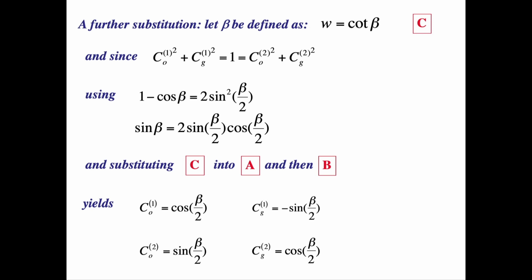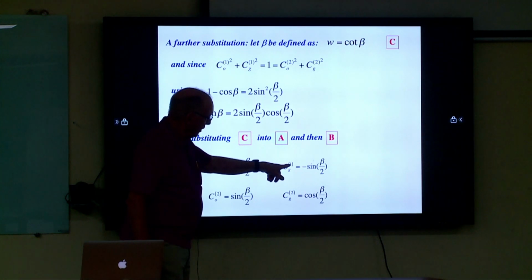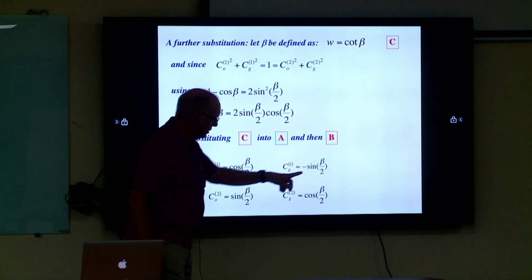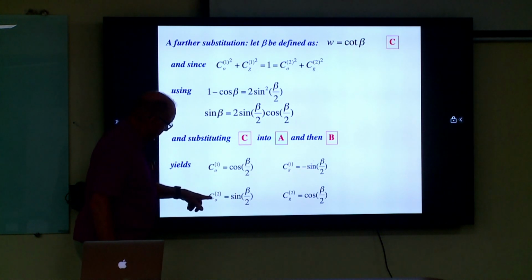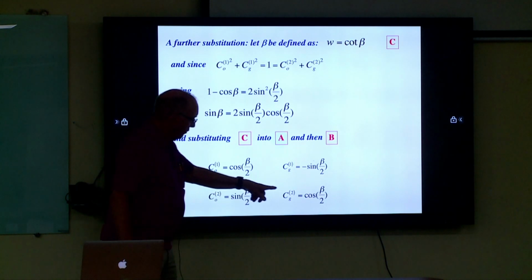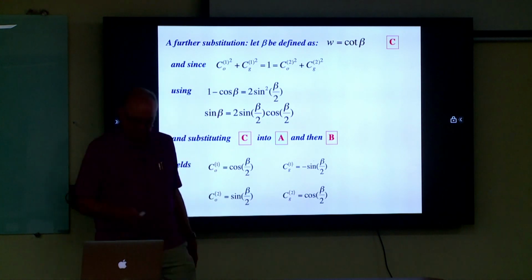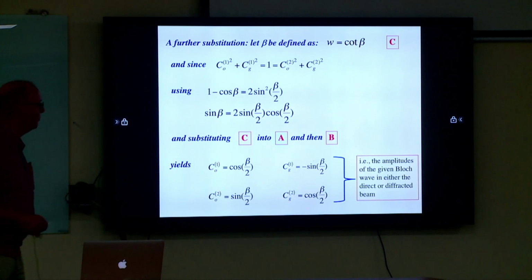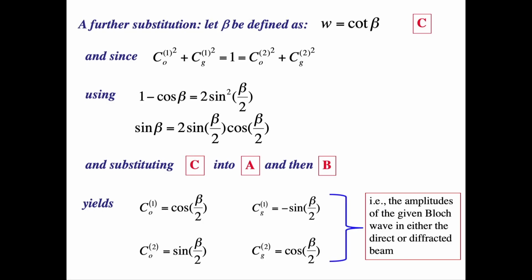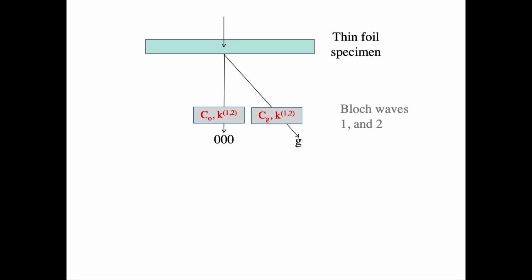So this is the amplitude in the direct beam of the first Bloch wave, and it's equal to cos beta over 2. And this is the amplitude of the first Bloch wave in the diffracted beam, and it's equal to this. For the second Bloch wave, the amplitude in the direct beam is this, and the amplitude in the diffracted beam is that. Okay, so these are the amplitudes of the given Bloch wave in either the direct or diffracted beams. Remember, that's our relationship.